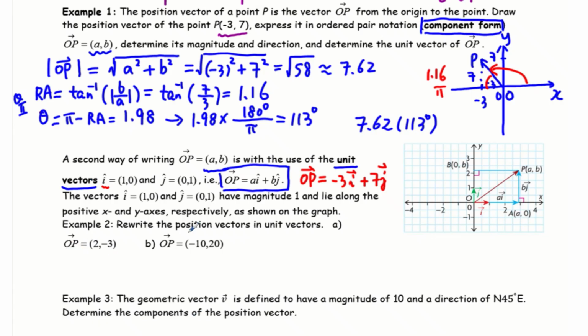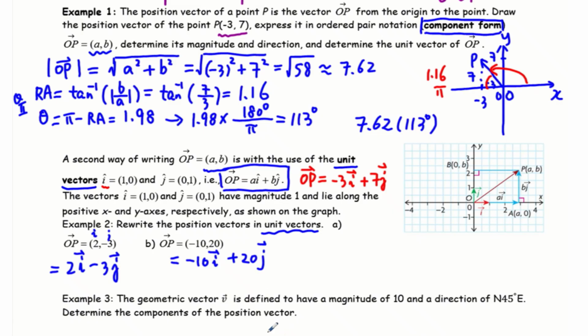Okay, so this is the x direction, this is the y direction. What we want to write is just 2i, 2 unit in this direction, and -3 in the y direction. That is done. And this one is -10 in the i direction plus 20 in the j, y direction. So that's it.